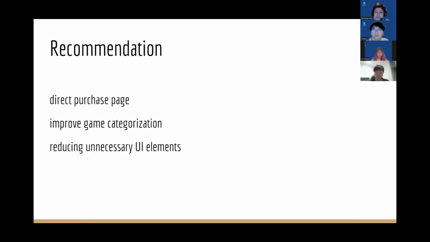To fix these issues, the website should follow users' natural expectations. It should have a straightforward purchase process, consistent button functions, and clear game categories. By reducing unnecessary UI elements, users can quickly find what they need without confusion and uncertainty.